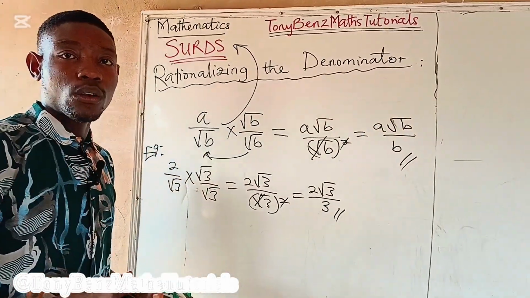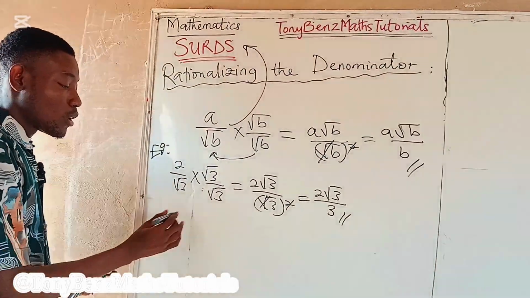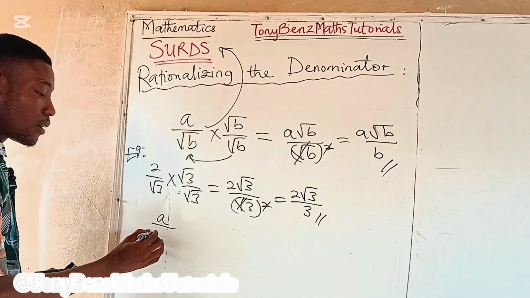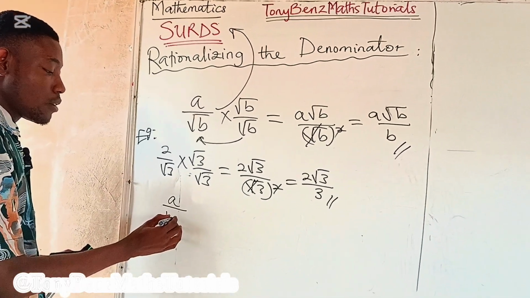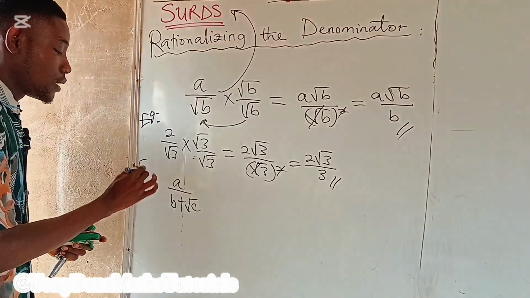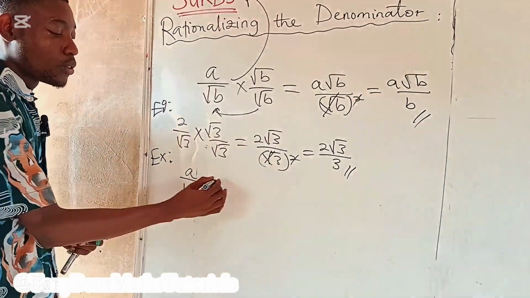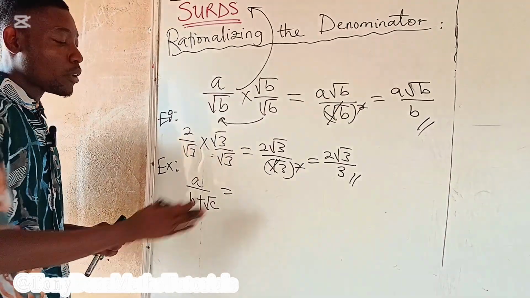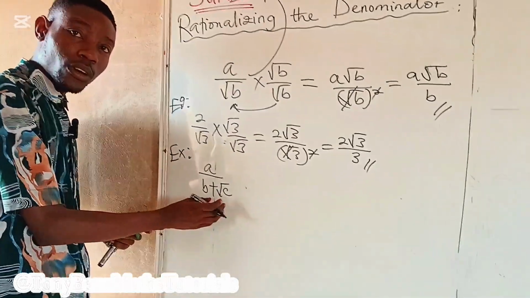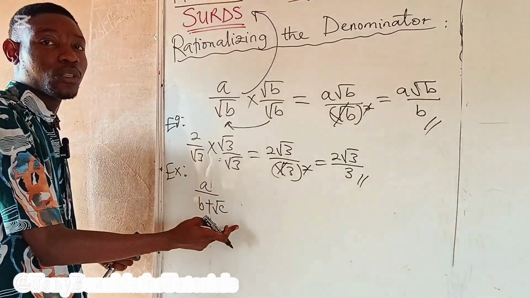What about a compound surd? A situation whereby the denominator is a compound surd, like a over, let's say, b plus square root of c. What are we going to do? We have to rationalize. But how are we going to rationalize? We are going to take the conjugate of the denominator, and multiply it to the numerator and denominator.